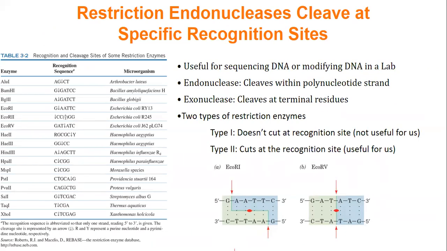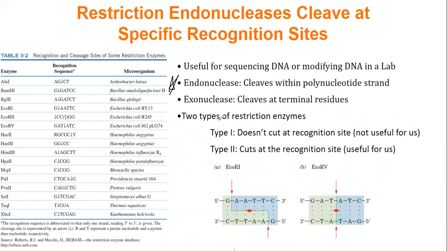And a restriction endonuclease is an enzyme that cuts DNA. And the types we use inside the lab cut at very specific sequences. And there's two types, endo and exo. Endo cuts within a nucleotide strand. Exo cuts like the last residues of a nucleotide strand. So usually we use endonucleases inside the lab to cut DNA.